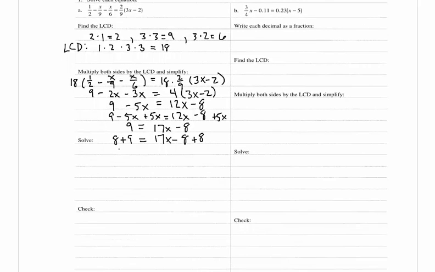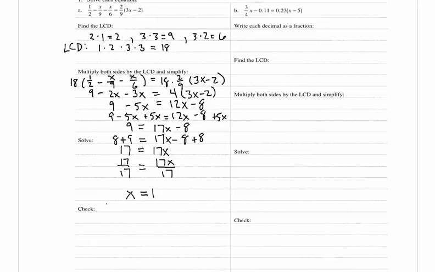And 8 plus 9 is equal to 17. And then we have 17x, and negative 8 plus 8 is 0. So now in order to solve this, we're going to divide both sides by 17. So I have 17 divided by 17 is equal to 17x divided by 17. And 17 divided by 17 is 1. And 17x divided by 17 is x. So x is equal to 1. And now we want to check. And we're going to check by plugging 1 into our original equation.